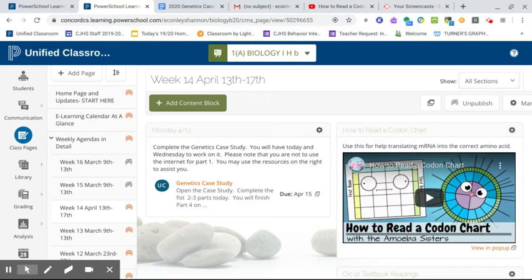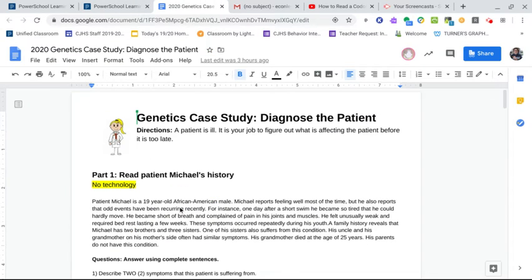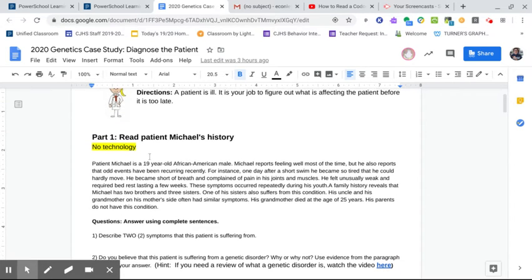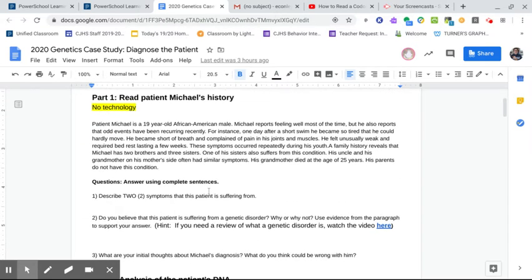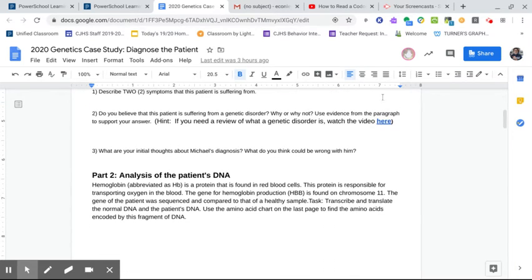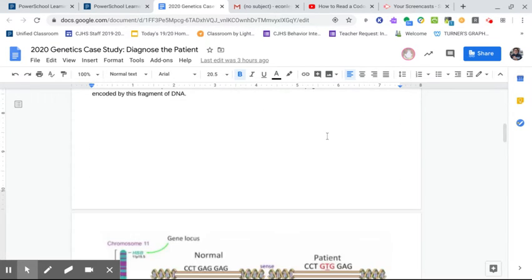What we talked about right before break was protein synthesis and how we go from DNA to mRNA and make a protein. You're going to use that information today to look at a case. You're going to be the doctor and you're going to try to diagnose what's going on with this patient named Michael. So, in the first part, you don't need to use any technology. Just by the description here, you're going to answer questions 1, 2, and 3. If you do need a review of what a genetic disorder is, there is a link there for you.